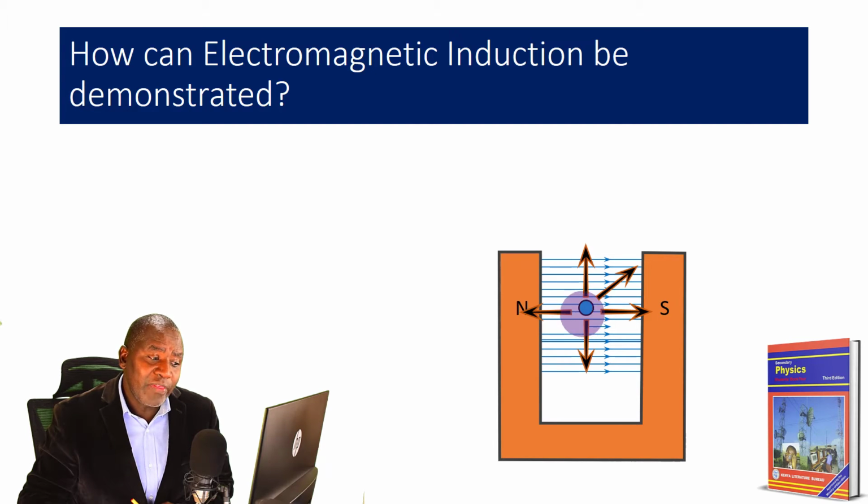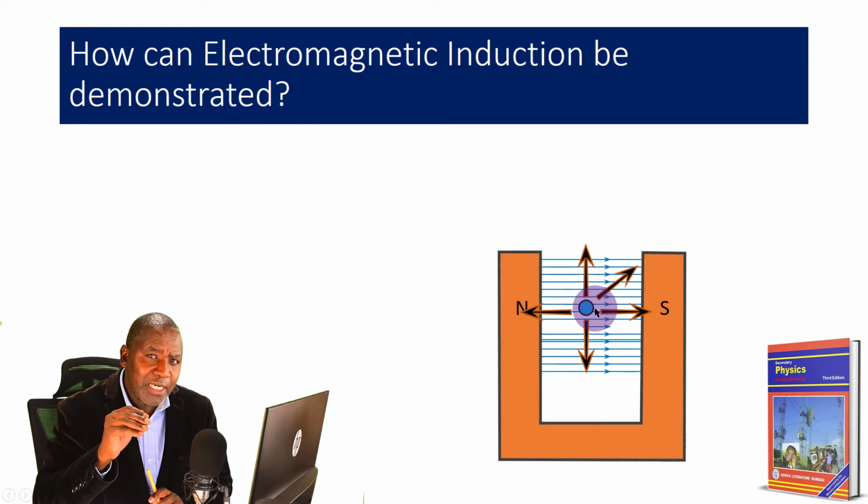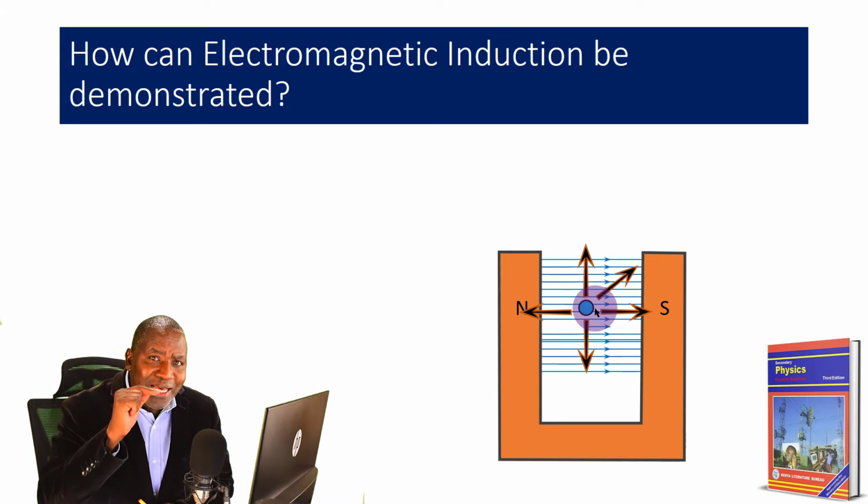And finally, when the wire is moving into and out of the plane of this paper, again there is no induced EMF. So there are situations where the wire is moving and there is induced EMF. There are situations where the wire is moving and there is no induced EMF. So what is the condition that must be fulfilled for an EMF to be induced in the wire?